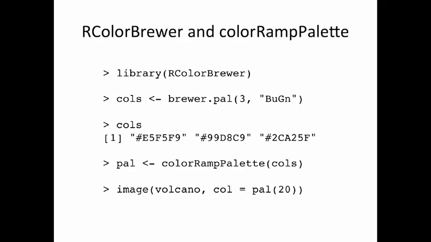So what I'm going to do is pass this palette of colors into the colorRampPalette function. And it's going to return a function that I'm going to call pal. So now I'm going to create the image of this volcano using the image function, but instead of using the heat colors or the topo colors palette, I'm going to use this palette that I've got from the RColorBrewer package. And so I'm going to specify that I want 20 different colors to be represented in this image. So the 20 colors are going to be interpolated from this blue-green palette.